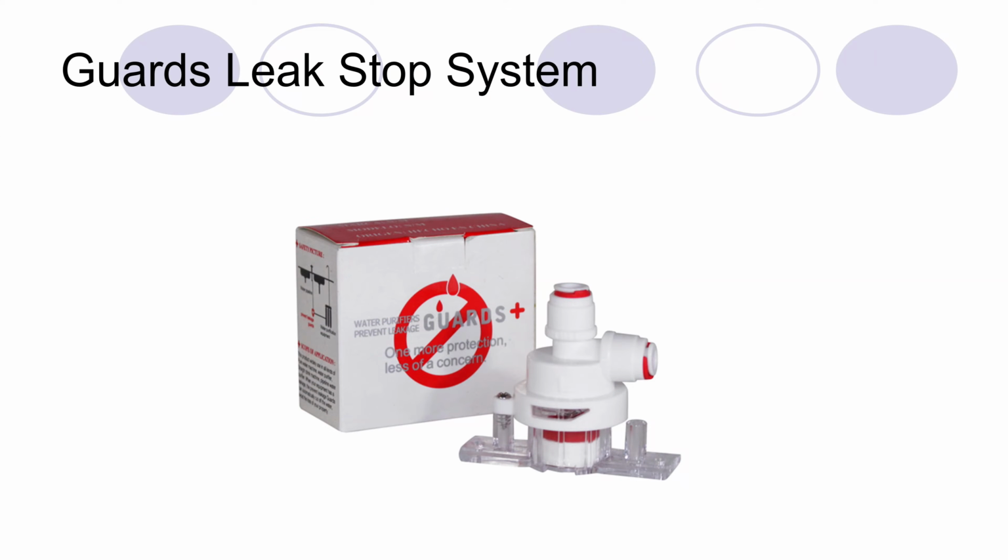And so when we get to reverse osmosis in terms of home type systems, there are some options that I think you should at least be aware of, whether you decide to invest in them or not is up to you. But one thing that I really like, which has become a lot more common in the last 5 or 10 years, is this Guard's Leak Stop. Basically, water flows through this, and if it detects a leak, it shuts the whole system off.